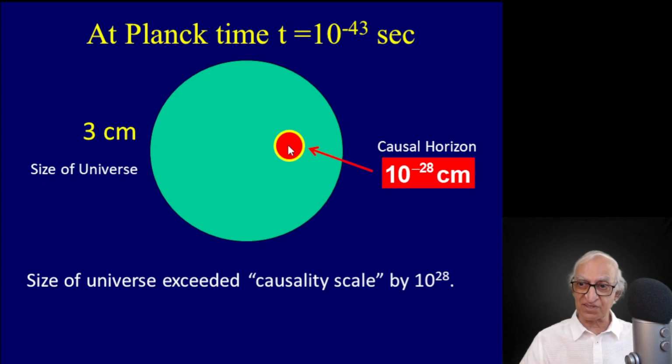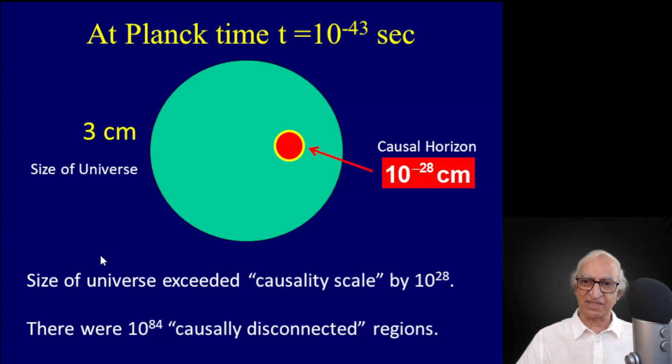Therefore, the radius of this little red sphere was 10 to the power 28 times smaller than the radius of the green sphere. Another way of saying that is already at the Planck era of 10 to the power minus 43 seconds, there were 10 to the power 84 causally disconnected regions. Where does this 84 come from? 28 multiplied by 3. So 10 to the power 28 whole cube will give me 10 to the power 84.